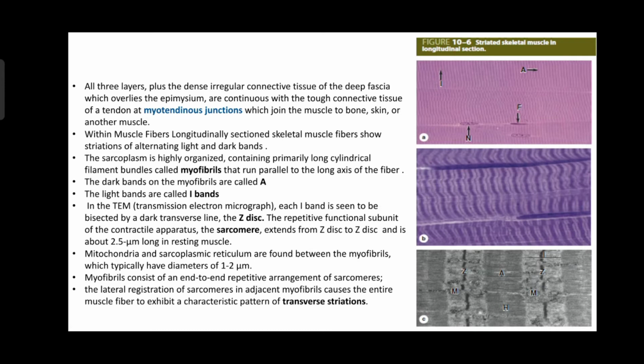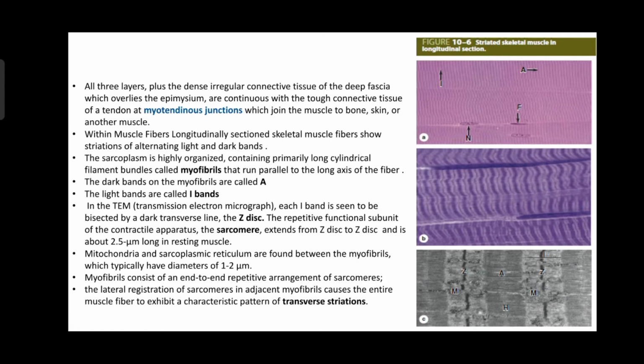The epimysium, perimysium and endomysium are associated with the dense irregular connective tissue of the deep fascia, which overlies the epimysium. It is continuous with the tough connective tissue of the tendon at the myotendinous junction, which is basically a junction where the muscle is attached to the tendon, bone or skeleton.